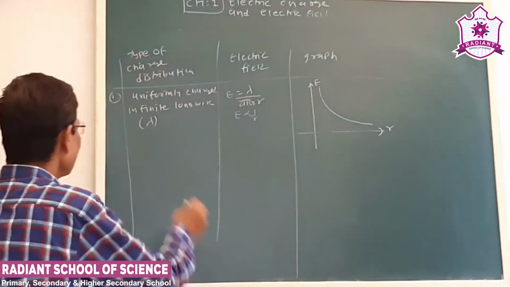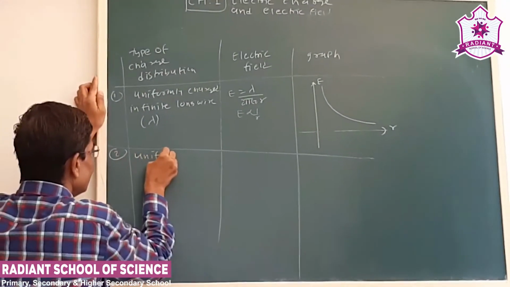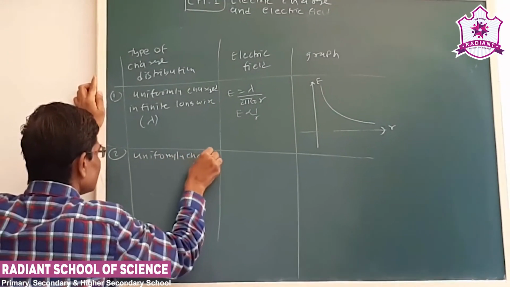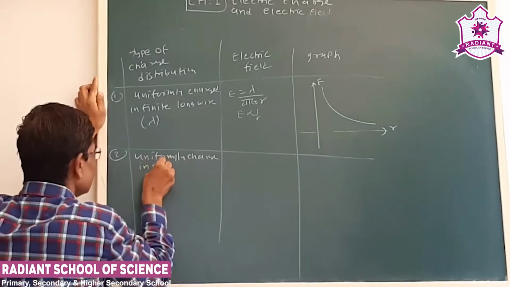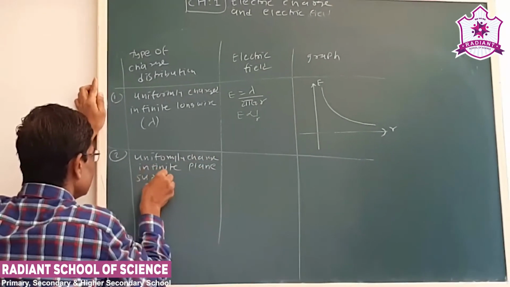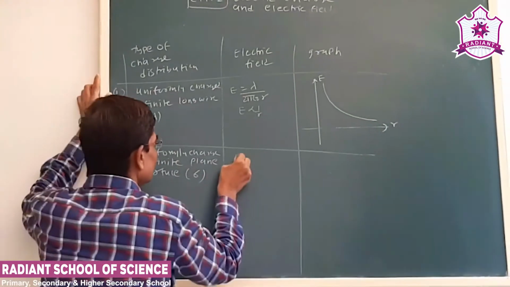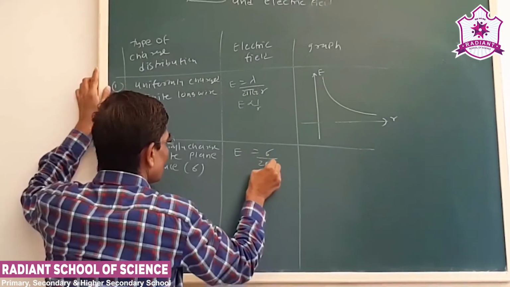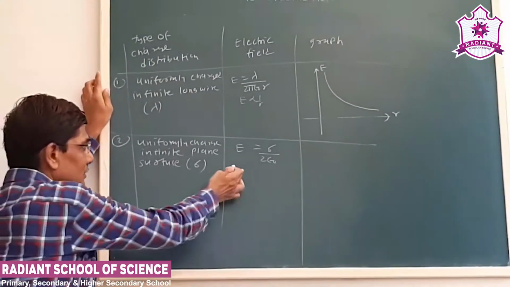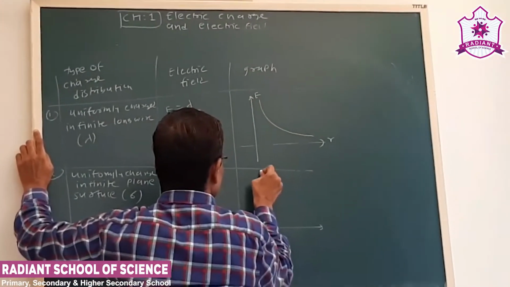Okay. Now secondly, the uniformly charged infinite plane surface. Okay, now what we see here, nowhere does the distance come in, so the graph will be like this.